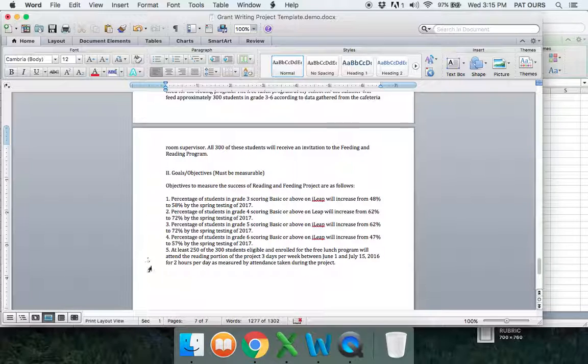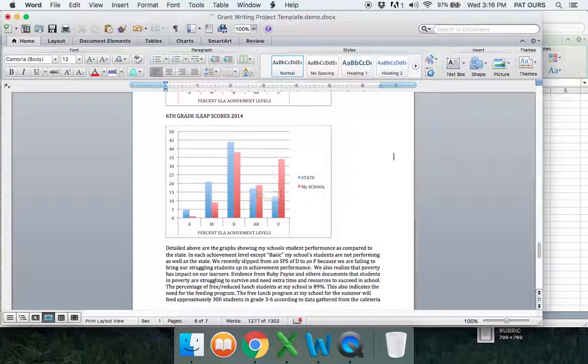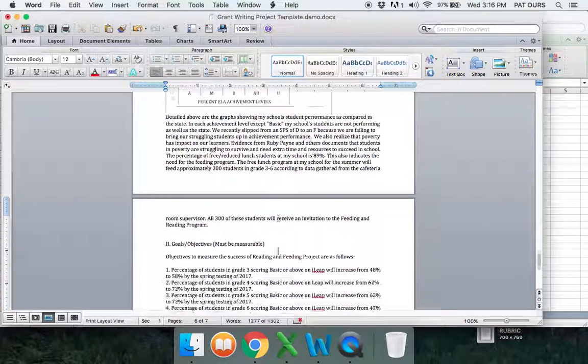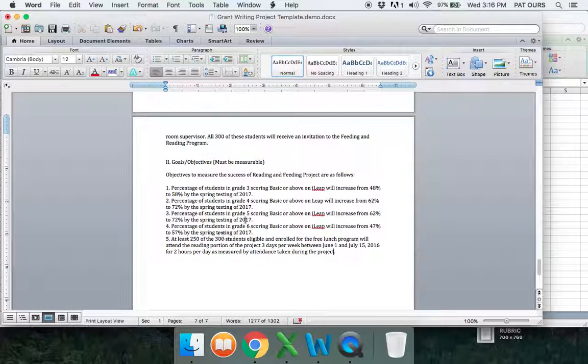So you can see it'll be very easy for the grant reader to say, okay, so at the end of this, I can find out from this person what these scores were and how many kids she had in attendance that were in this 300 kids of eligible free and reduced kids. So that's the way that you make these align. You have to look at the same group, look at what they need and what you're going to do with them and how you are specifically going to measure.